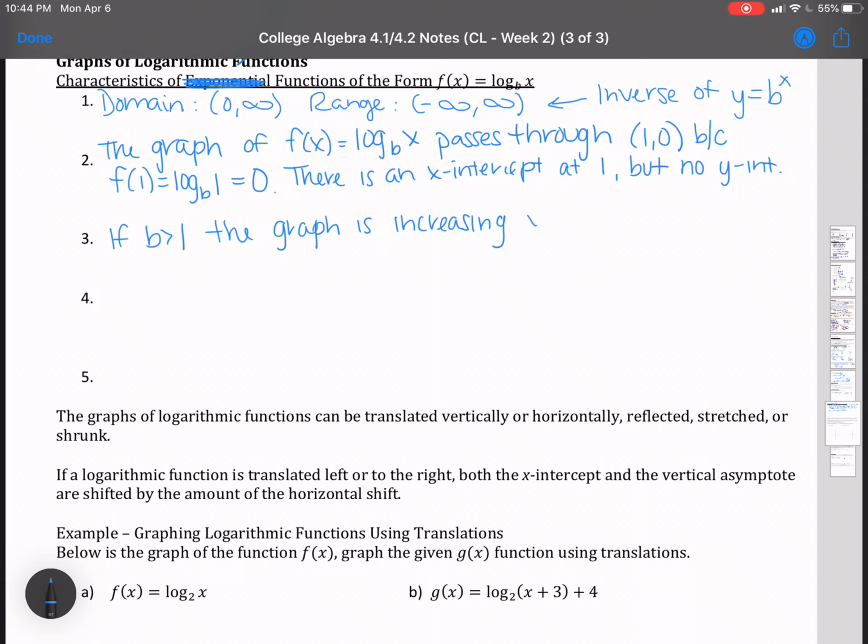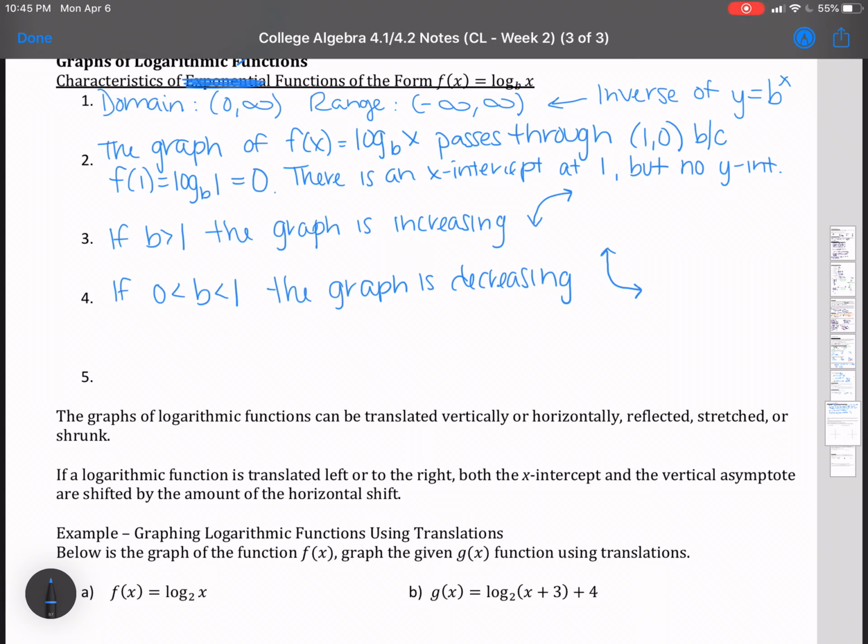And here that's going to look like something like this. And then if 0 is less than b, which is less than 1, the graph is decreasing. And this is going to look something like that.